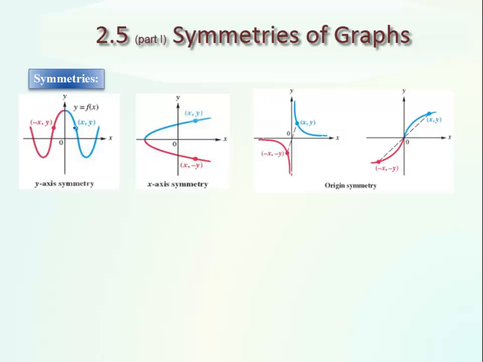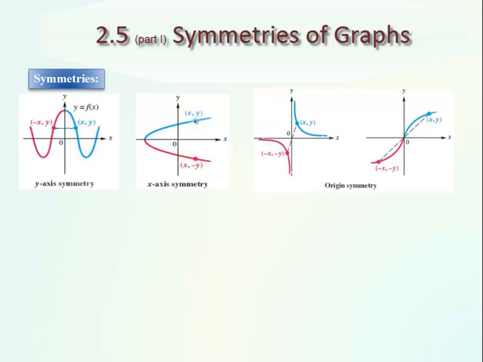Well, if you have a point that belongs to the graph, then the point that is the perpendicular reflection in the y-axis also belongs to the graph. So if point (x, y) belongs to the graph, then if you change the sign for x, the point (-x, y) will also belong to the graph. The second example is symmetry in the x-axis.